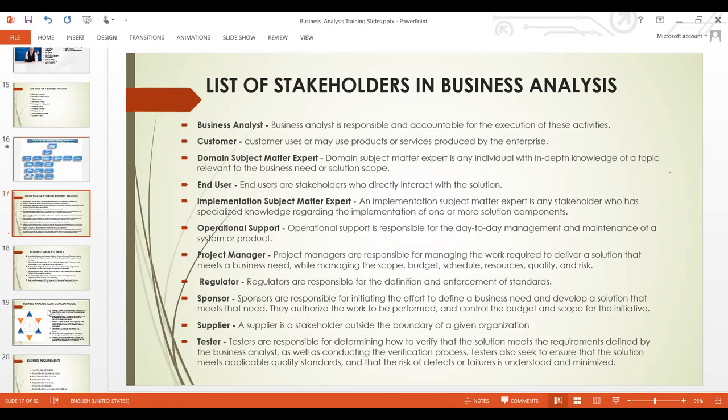the one we don't have here is developers. Yeah, I'll add developer to this list later. We don't have developers, but as a business analyst, you have developers. You need to work with developers as well. But like the technical implementation subject matter expert, they can work as developers most of the time because they are the implementation. So yeah, they can work as developers. That's what they do.